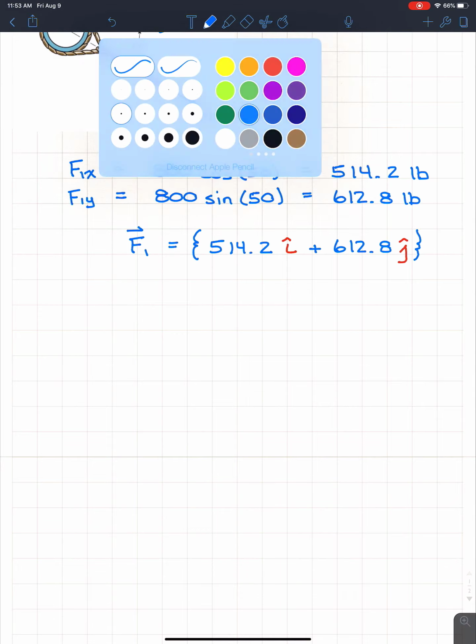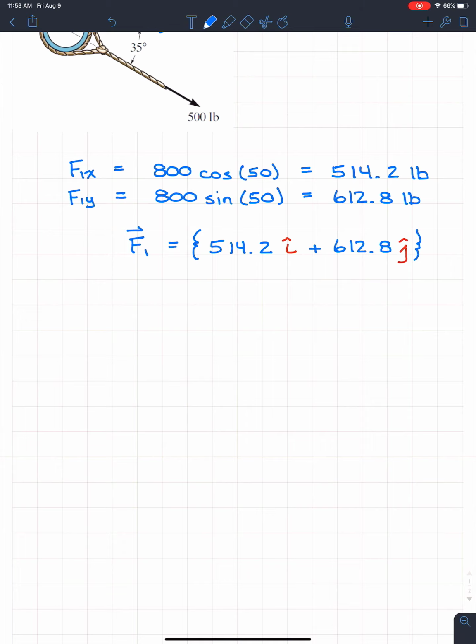And now there's one thing missing, and you guys may already pick up on it. It's the units. So notice how I put 514.2 i. I didn't put 514 pounds times i. What you do for units for these vectors is you just put them at the end. So we have our 514.2 i plus our 612.8 j, and then at the end of the squiggle bracket, we put the unit, so pounds. So this tells us right here that our vector goes 514.2 pounds horizontally and then 612.8 pounds vertically.